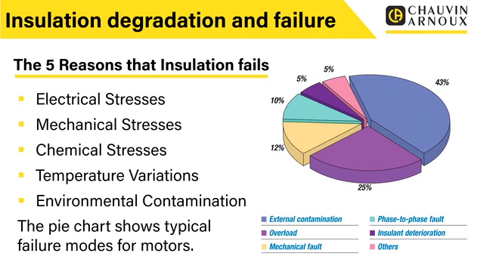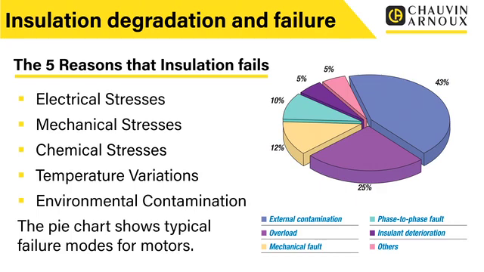It adds to the starting stresses, the mechanical stresses. It adds to the temperature variations. It's a form of electrical stress as well. So again, this is another reason that these things fail. So you can see there 43% for contamination, 25% for overload, 12% then followed up by mechanical faults. So some form of physical mechanical fault within the motor again accounts for 12%. And then when we finish up, we've got phase-to-phase faults. That could be something like an overvoltage potentially. Insulation deterioration, so the insulation actually deteriorating.